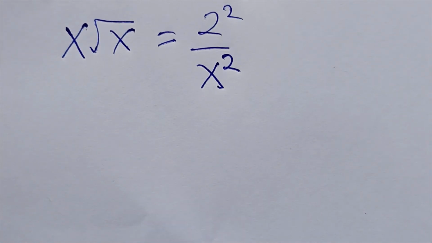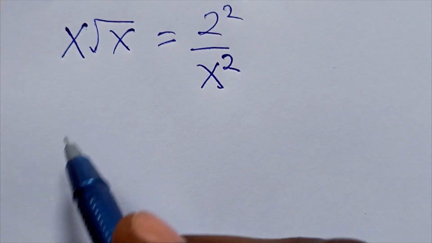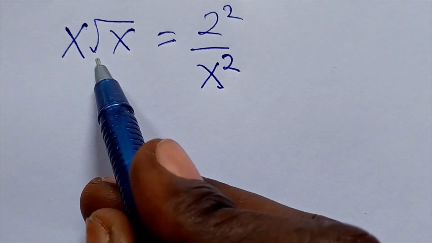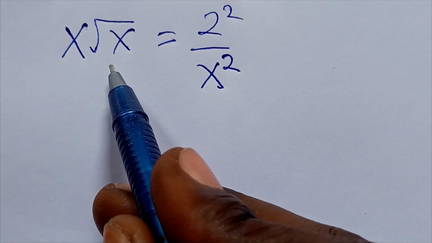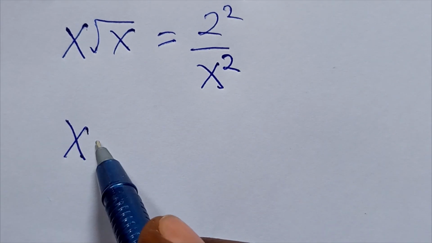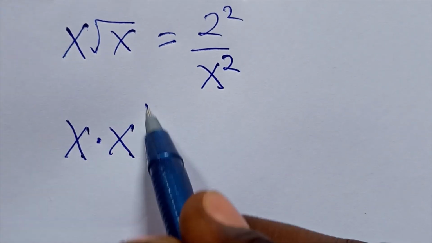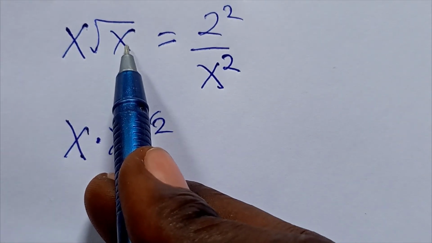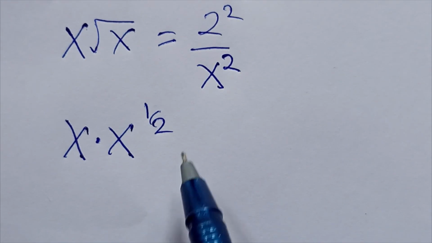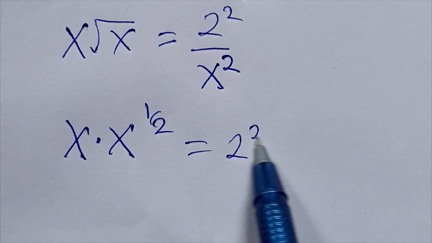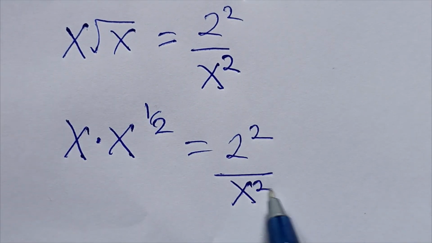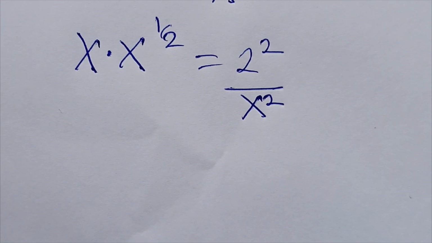So this is what we have, and we can still simplify here by rewriting it as this, because root of x is the same thing as x to the power of half, equals 2 squared over x squared. So this is what we have.